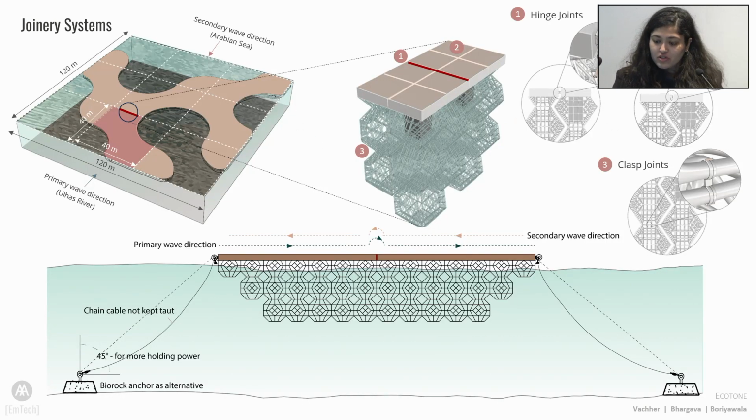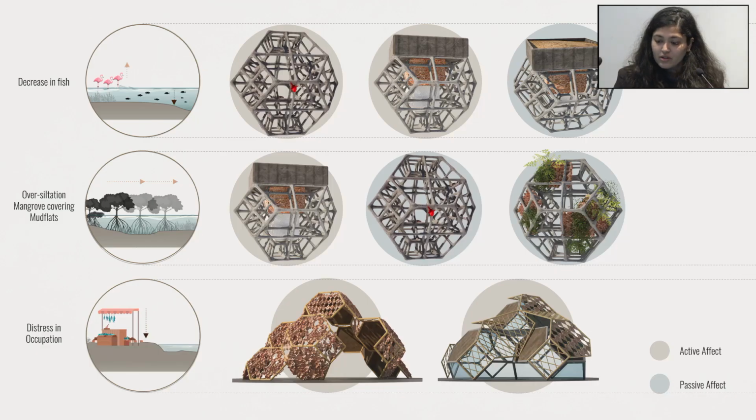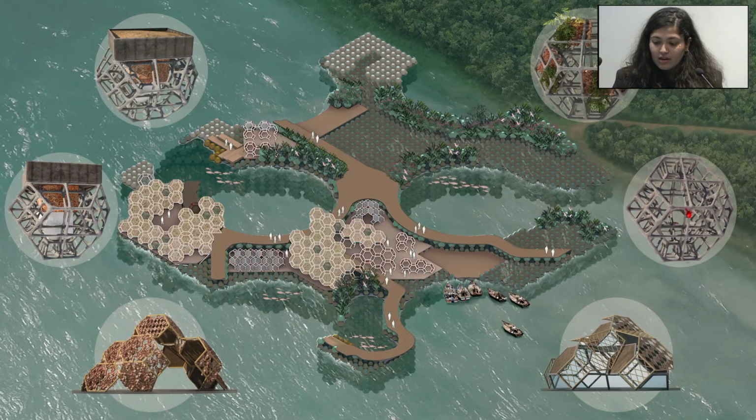The different joineries of the platform were then defined for vertical connectivity, taking into account the wave direction in the creek. As a summation to the project, it was found that the different typologies of module systems explored were actively and passively providing solutions to the site problems and coming together to form an integrated, context-sensitive system which would blend into the ecotone.